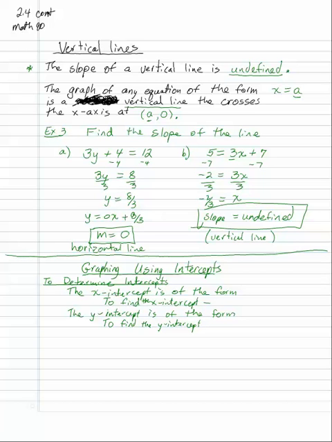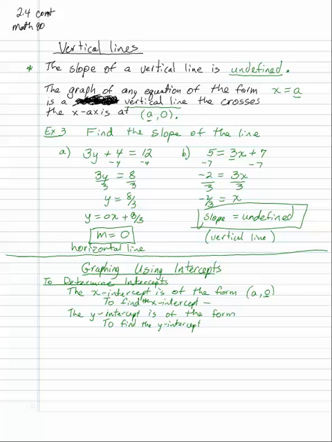Okay, so our next technique, graphing using intercepts. This is actually one of my favorite ways to graph in certain conditions. Okay, so first of all, to determine intercepts, the x-intercept is of the form, it's going to be some number, 0. That's how you're going to be on the x-axis. So to be on the x-axis, you know y is 0, and x is whatever number where it crosses the x-axis. So it's some number a.